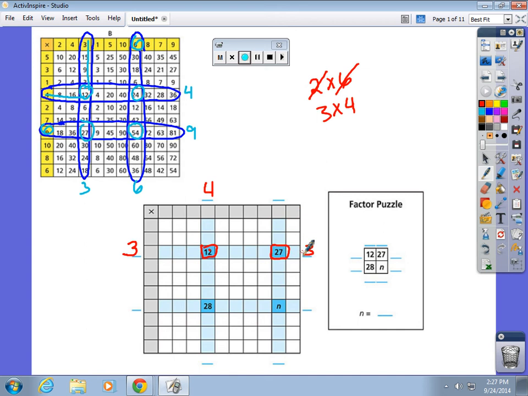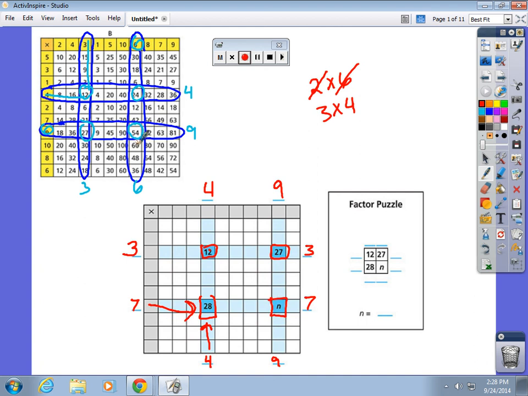What number times 3 gives me 27? 9. 9 times 3 is 27. In my 4 row, 4 can go all the way down, 9 can go all the way down. 4 times what number gives me 28? Well, 7 times 4 is 28. So that intersection is of 4 and 7. 7 will carry all the way across, which allows me to figure out my n.